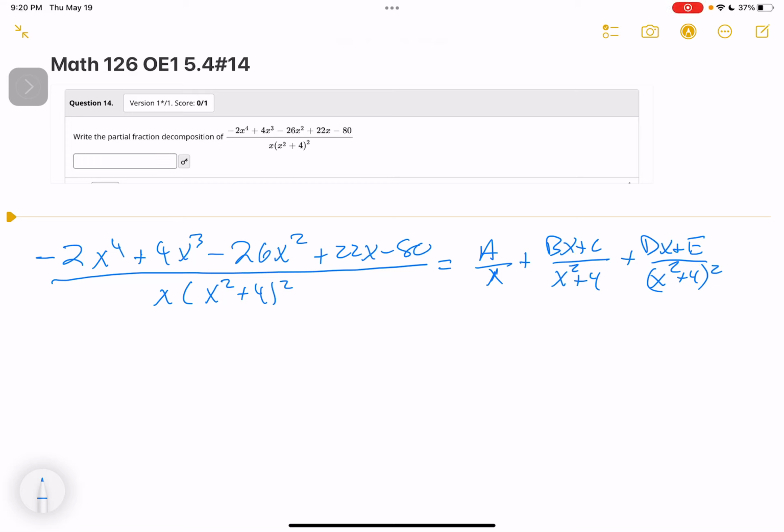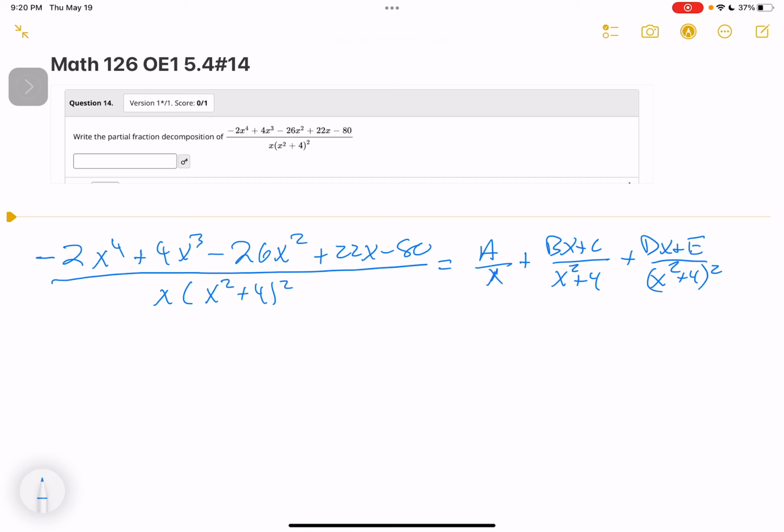Here's another partial fractions one. A little bit different here because we have a quadratic down below that's not factorable, the x squared plus 4. That is also squared. So when we break it up, we'll have A over the x, so that's our linear term. Then we have a quadratic term, so it's 1 degree less, so it's Bx plus C.